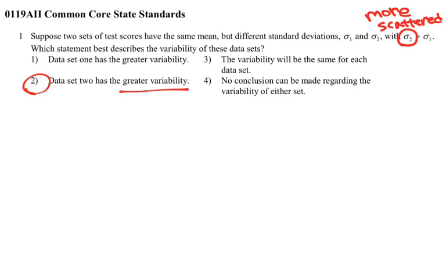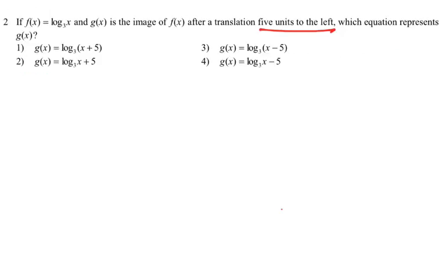Alright, so let's look at the second question. We have the function, given f of x equals log base 3 of x, and then g of x is the image after translation 5 units to the left. Then how do we do it? Then we get to realize that this would have been our answer, because when we have x plus 5, that implies that the graph shifts to the left by 5 units.